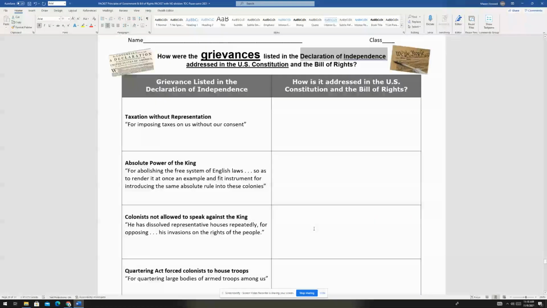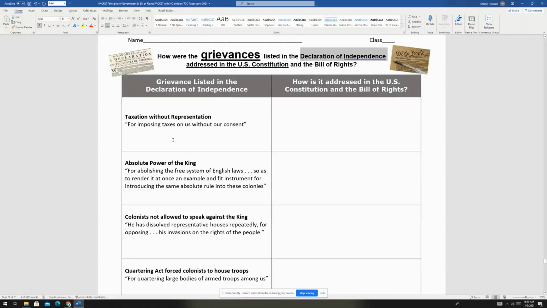So let's just get started with an example. Here's the complaint in the Declaration of Independence. Here's how we're going to address it in the Constitution. Remember, these are two different pieces of paper. Don't you ever get confused. The Bill of Rights is part of the Constitution, but on a separate sheet of paper. Don't you tell me the Declaration of Independence and the Constitution are the same thing. I have quizzes to make sure that you don't get confused. This is not my first time. I know what you're going to mess up on.